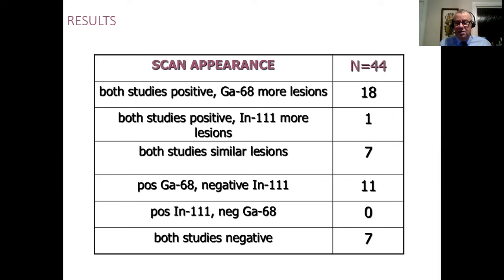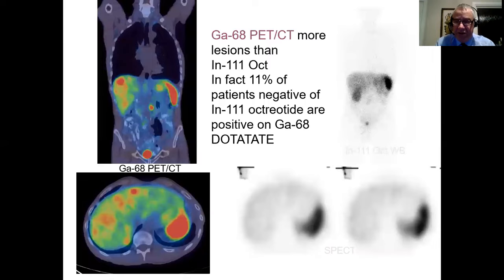There were no patients in which the indium was positive and the gallium was negative. There were 7 patients that were still negative, and these probably had tumors that didn't have receptors on them. So these are some images from that study.